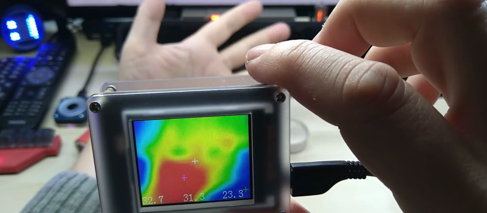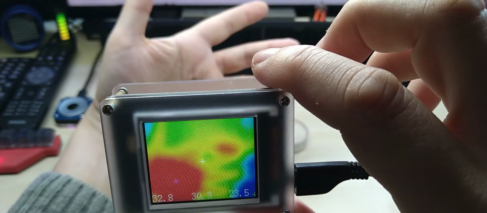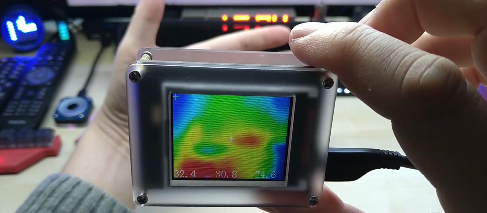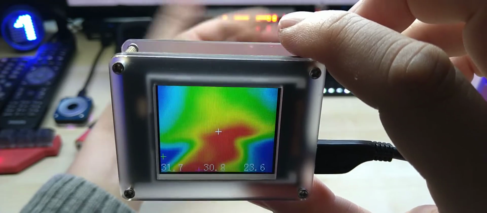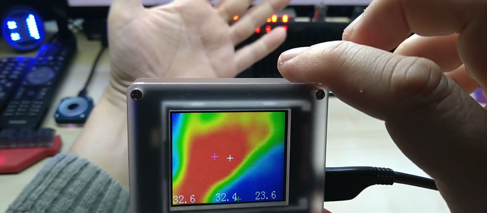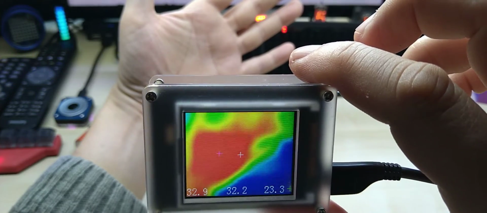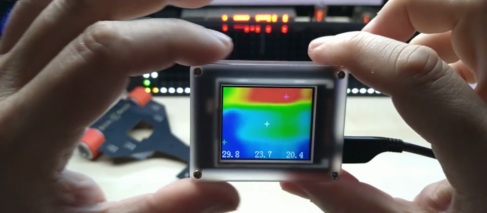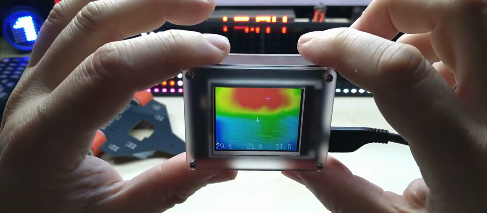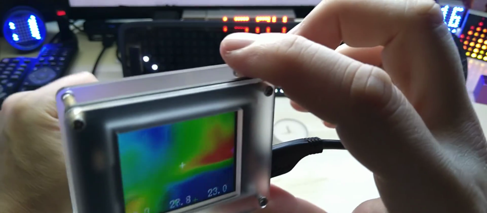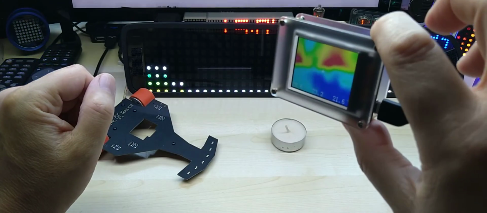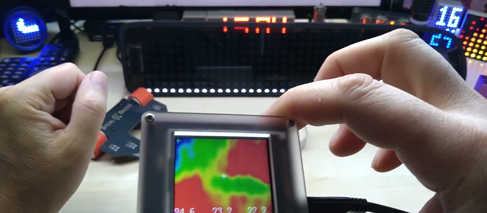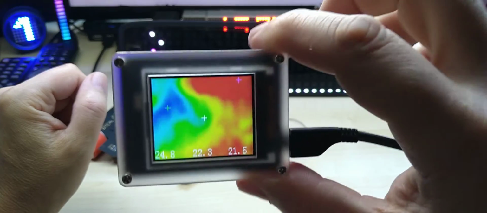As you can see, my fingers are colder than the rest. I can even heat up my finger. And then you have the temperature reading. And well, you don't have much to adjust, but you can see heat signatures, obviously. That's what it's for. These are my monitors. And my table is mostly cold.